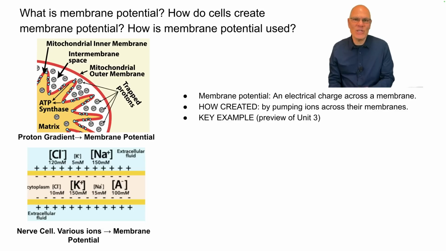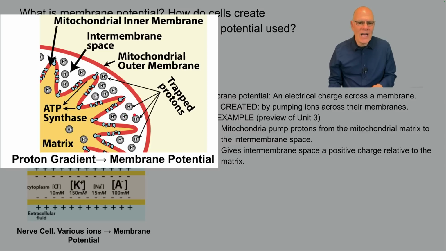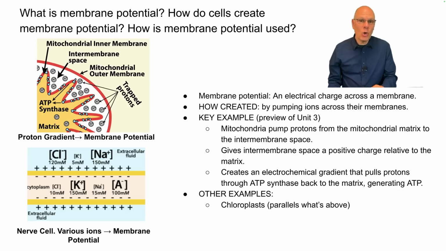A key example, and this is a preview of a topic that we'll get into in Unit 3, is how mitochondria pump protons from the mitochondrial matrix to the intermembrane space. That gives the intermembrane space a positive charge relative to the matrix. It has all these protons inside of it. And that creates an electrochemical gradient, a voltage difference. And that pulls protons through this channel, it's called ATP synthase, back into the matrix, and that powers the creation of ATP. Some other examples, chloroplasts do pretty much exactly the same thing.